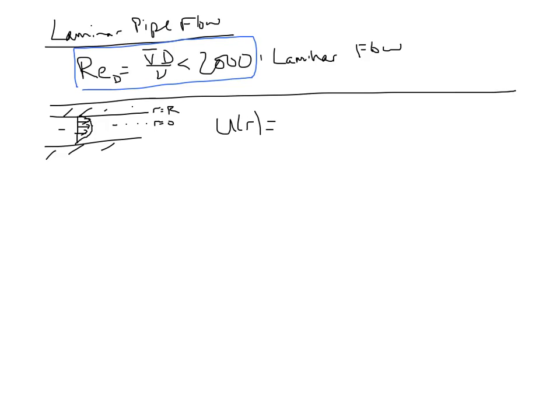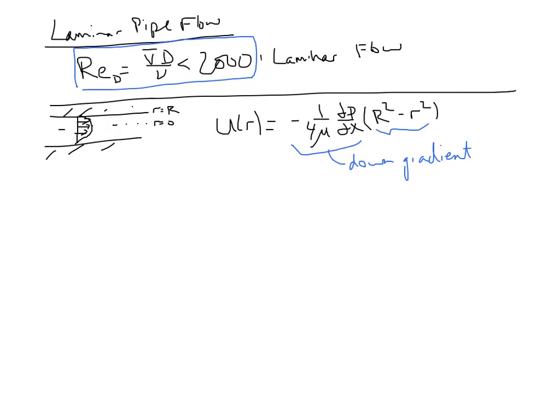that u of r is given by minus 1 over 4 mu dp dx, where x is the flow direction that's drawn here, times capital R squared minus little r squared. And what this shows is that it's, first of all, parabolic. The peak velocity is at the center line, at little r equal to 0, and it is in the down gradient direction of the pressure. So when the pressure gradient is negative, velocity is positive.